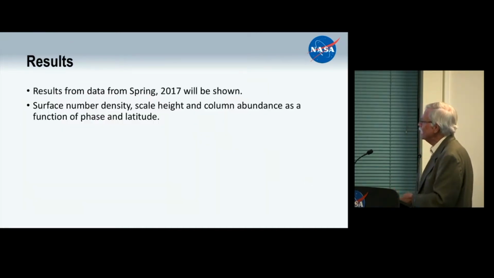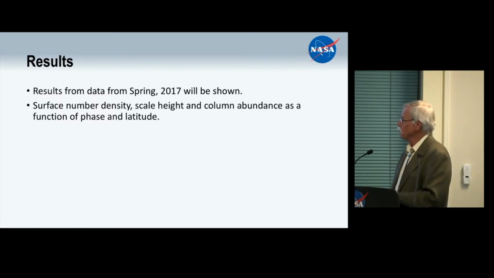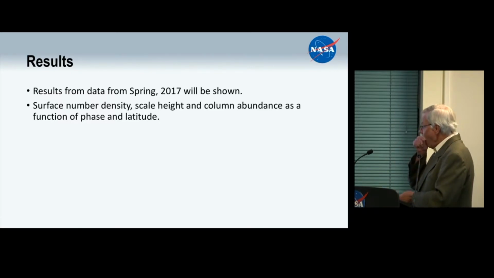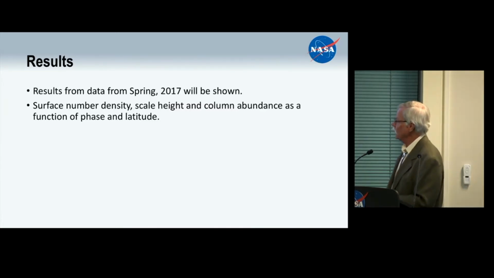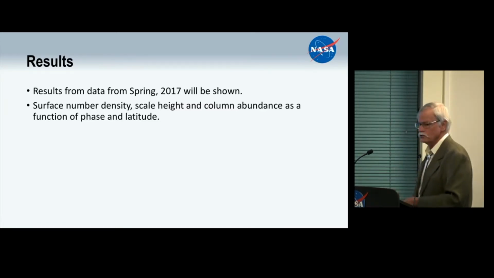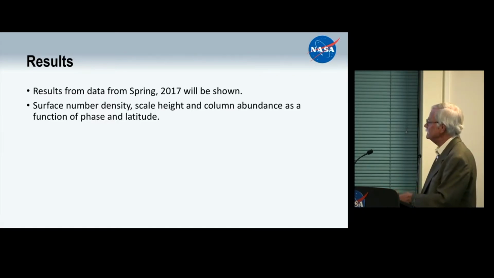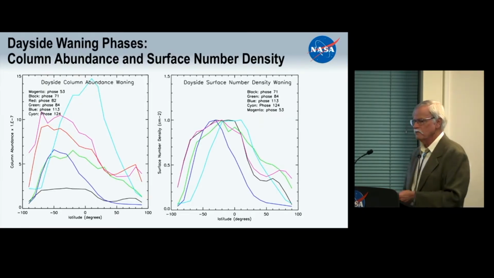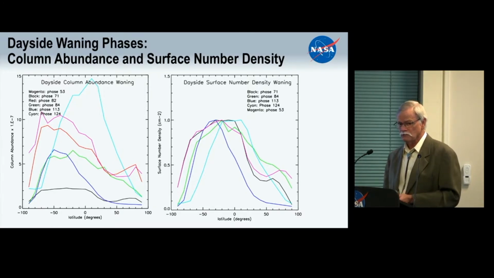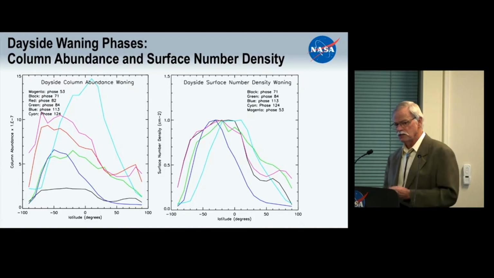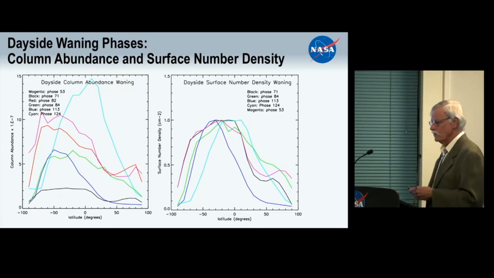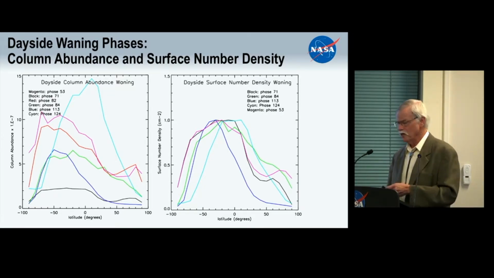All right. The results we have are the data from the spring of 2017. They are surface number density, scale height, and column abundance as a function of phase and latitude. One thing I forgot to mention is it's still looking from the ground. But it takes exactly one cirrus cloud to knock us out of business. So there are many nights when you get something and other nights when you don't.